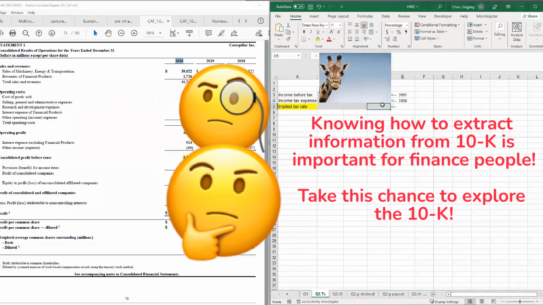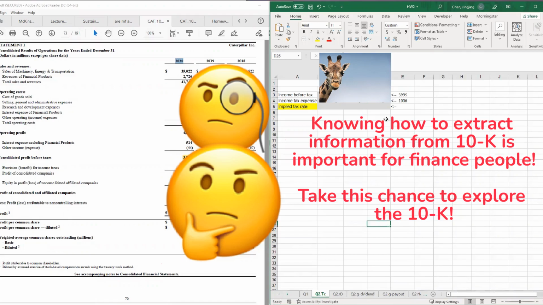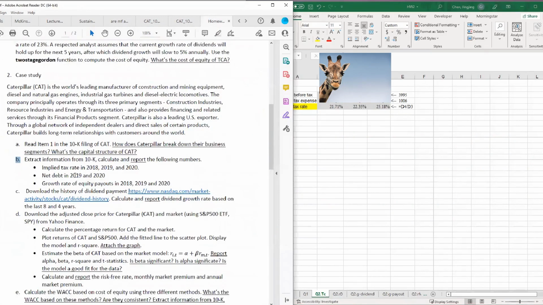Then calculate the implied tax rate, which should be the marginal tax rate. That means it's not the average tax rate that the firm pays for every dollar. It's the marginal tax rate that the firm will pay for every additional dollar. So the average tax rate will be lower, and the marginal tax rate will be a little bit higher. If you're not sure about the formula here, go back to the slides and also your lecture notes or the textbook. Make sure that you understand it. For the tax rate, we always want to use the tax expense divided by income before tax. Okay, so that's the implied tax rate.